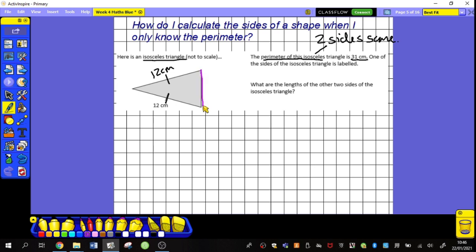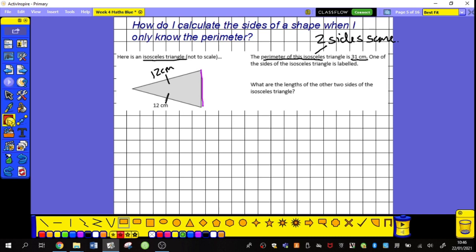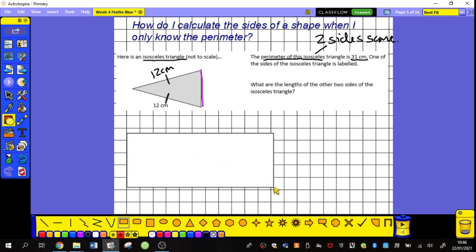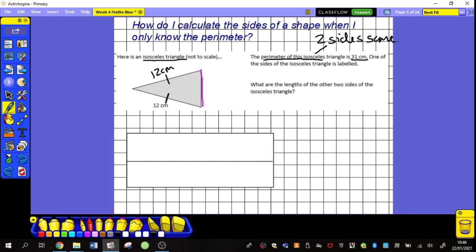This one down here. So, I'm a visual learner, so I'm going to draw myself a bar model. I suggest you do at this type of point as well. So, I know the whole perimeter. I know the whole, that's up there, 31 centimetres. I know one part, which is 12. I know another part, which is another 12. And I'm trying to find the missing part there.